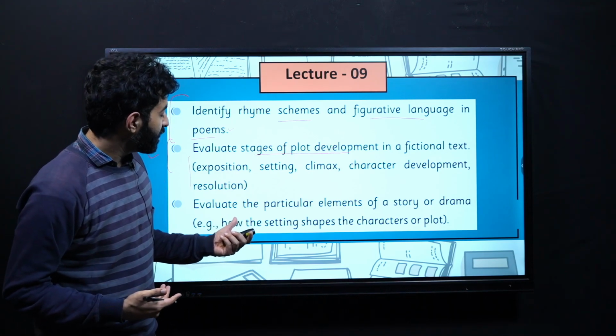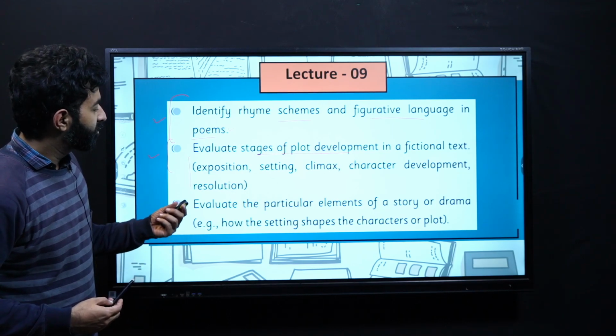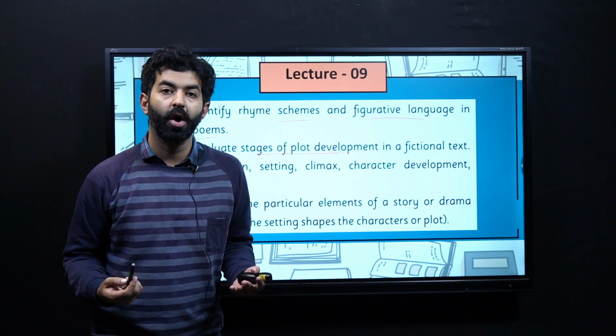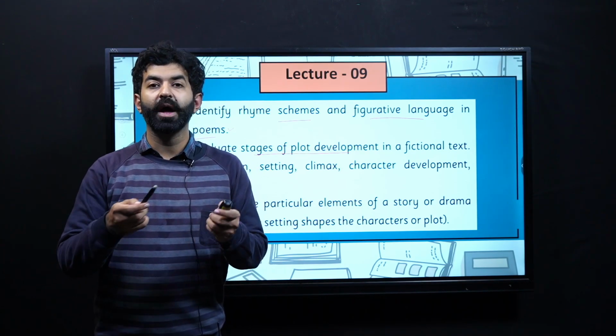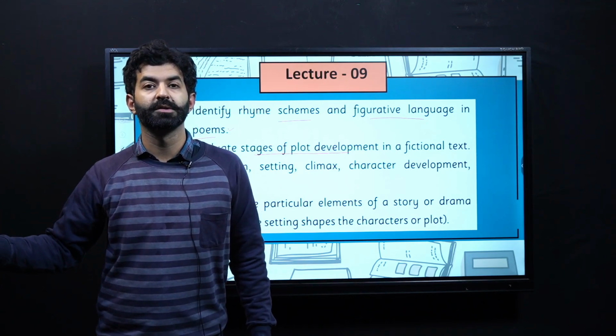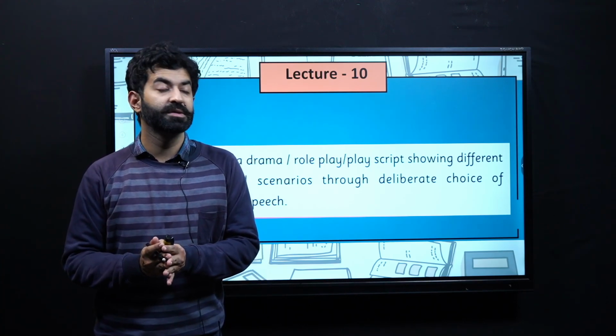And here, lastly, evaluate the particular elements of story or drama. For example, how the setting shapes the characters or plot. So, how can one element of a story affect all the other elements? So, this is a relatively interesting point that we will see.